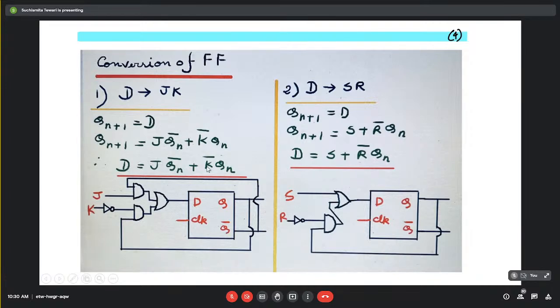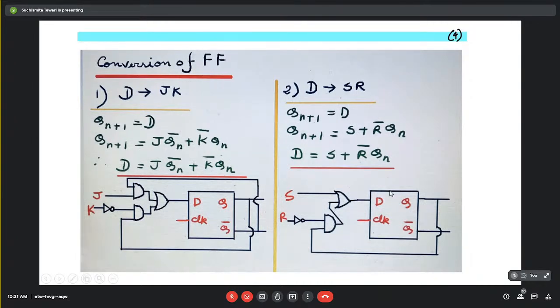And for K, it is K bar, so we will put a NOT gate over here. Here it is K bar and Qn. The Qn is like this. And the outputs of these two are ORed with each other, so ultimately we will get the required input. So here, this total block, obviously with clock, is what we now call the JK flip-flop. Here a D flip-flop has been converted into the JK one.